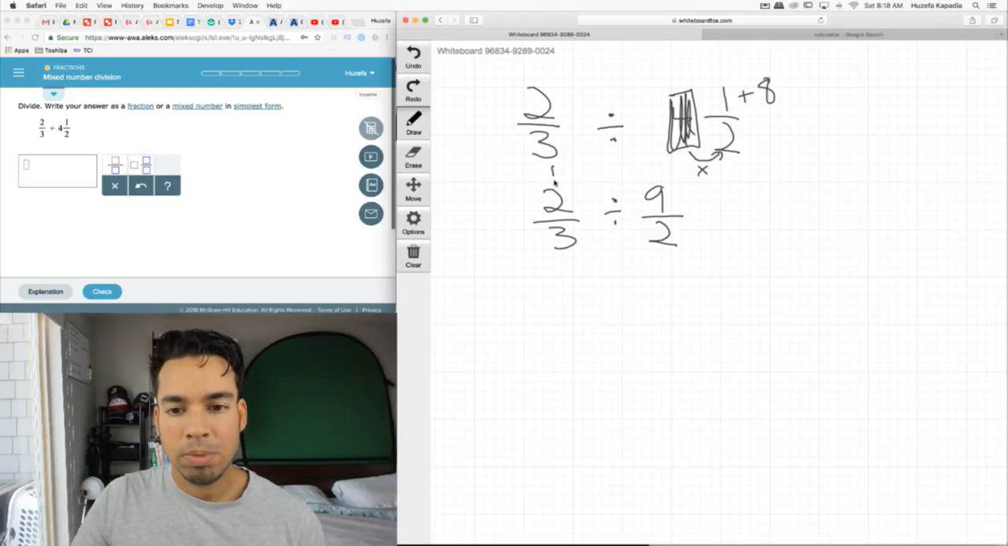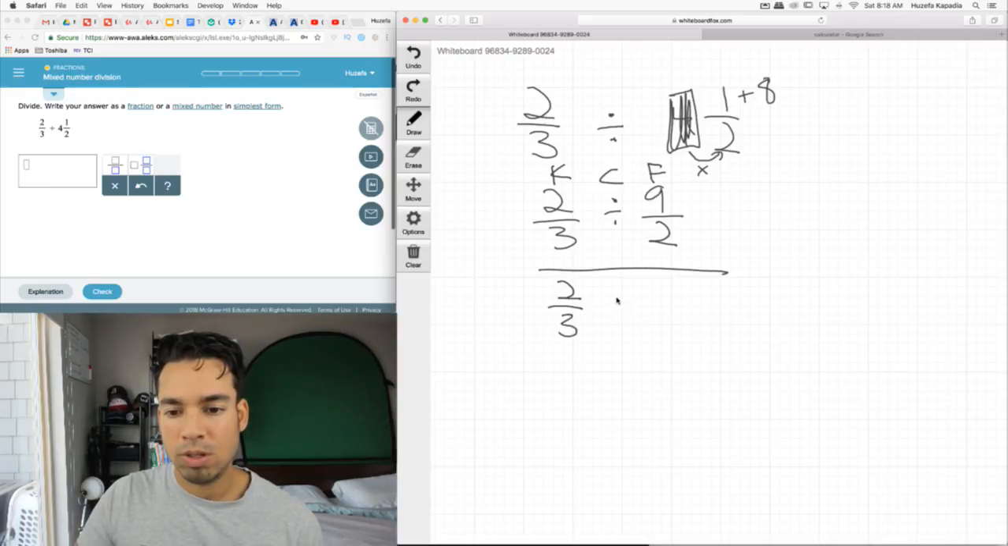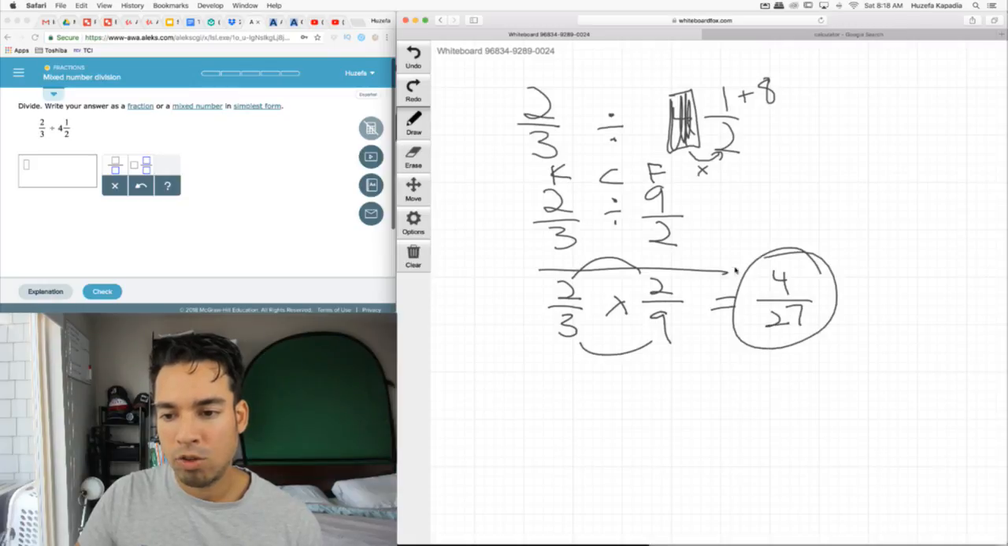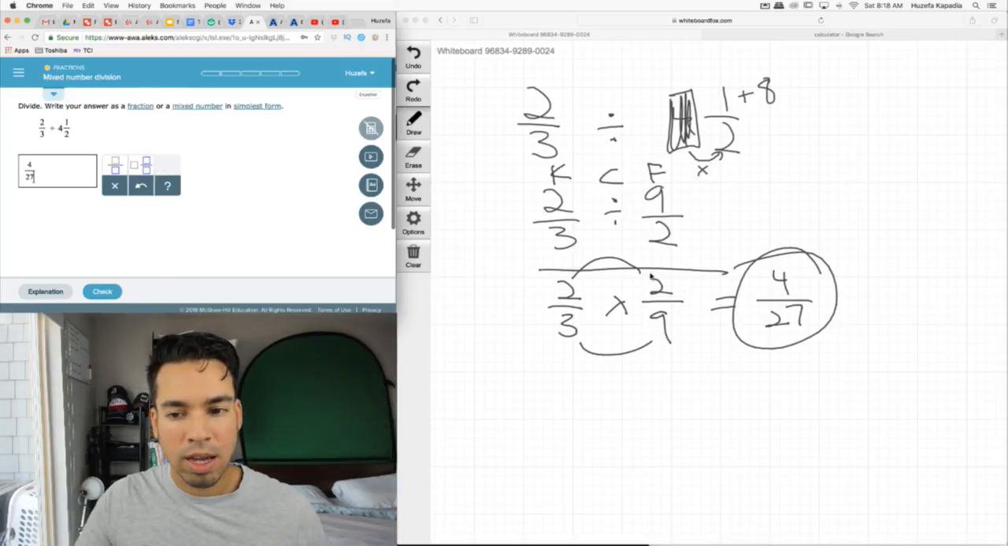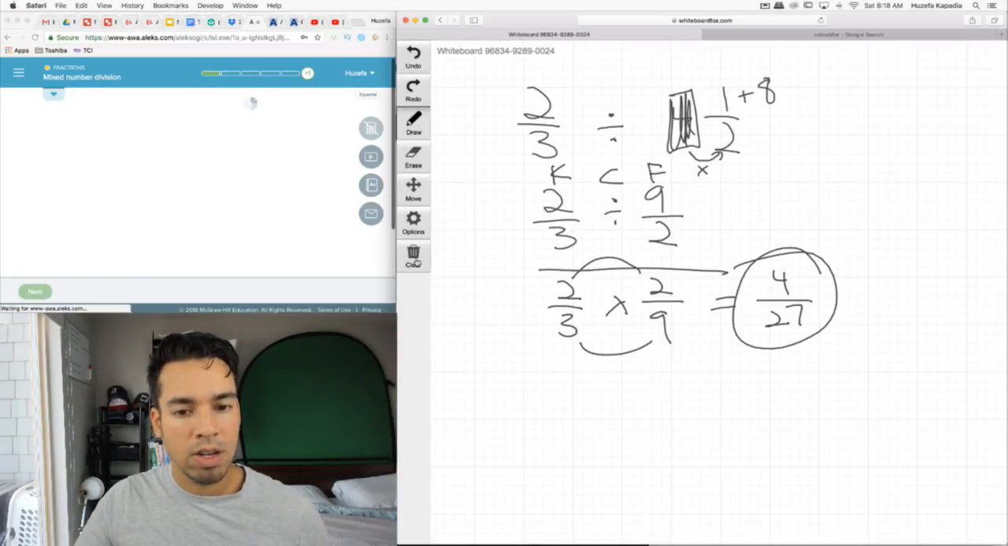Okay, now we can do keep, change, flip. This becomes 2/3, or stays as 2/3. This goes to multiply, and this becomes 2/9. We cannot cross simplify, so we just multiply across, and we get 4/27. And we cannot reduce that whatsoever. Next problem.